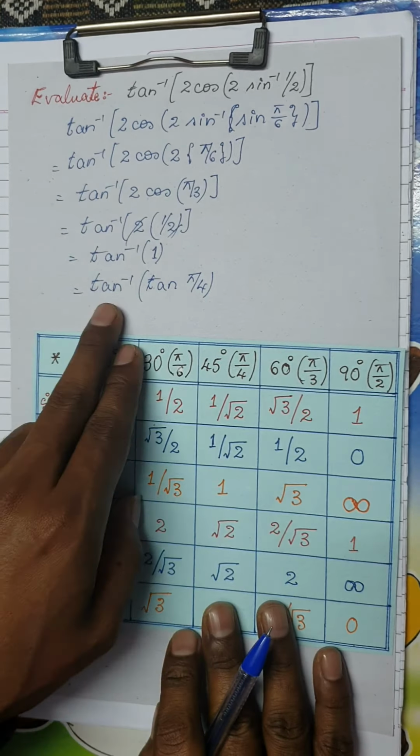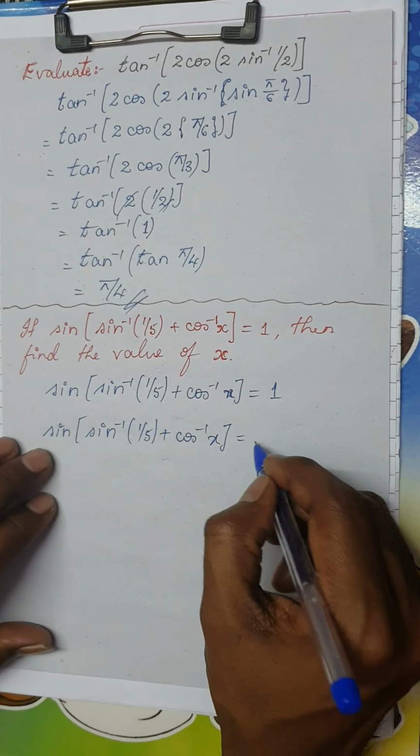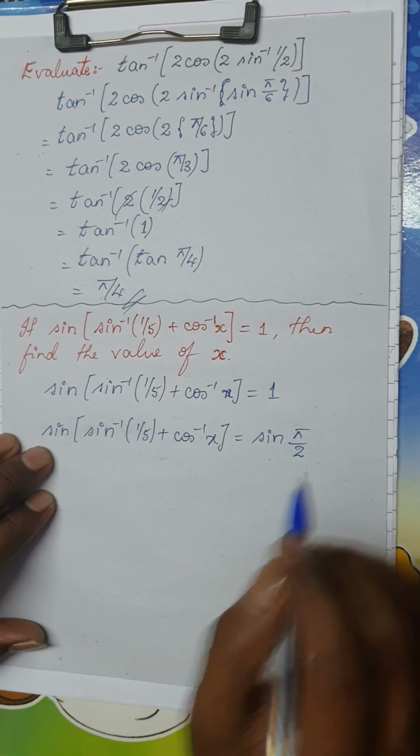If sin of sin inverse 1 by 5 plus cot inverse x is equal to 1, then find the value of x. Actually I have sin of sin inverse 1 by 5 plus cos inverse x is nothing but 1, isn't it? Now let me keep this LHS as it is, sin inverse of 1 by 5 plus cos inverse of x is nothing but, now sin of what value is 1? Let us use the standard angle. We know sin 90 is nothing but 1, isn't it? So I am going to use this property here. So sin pi by 2 is nothing but 1.